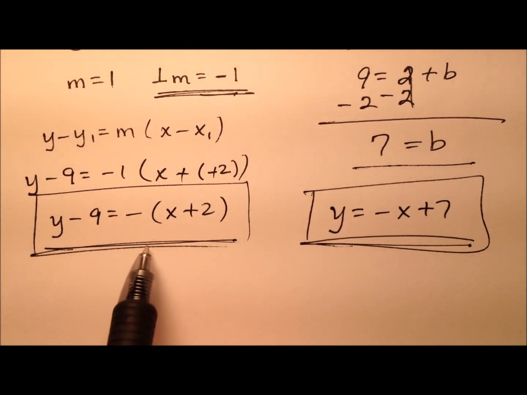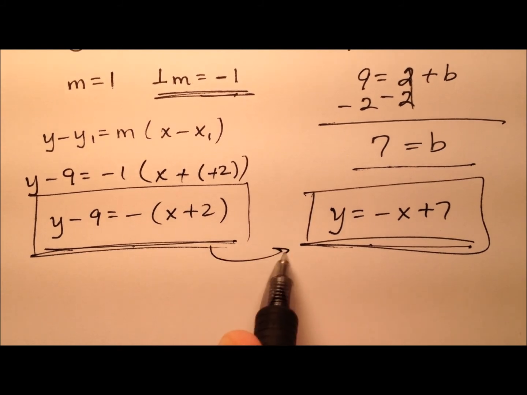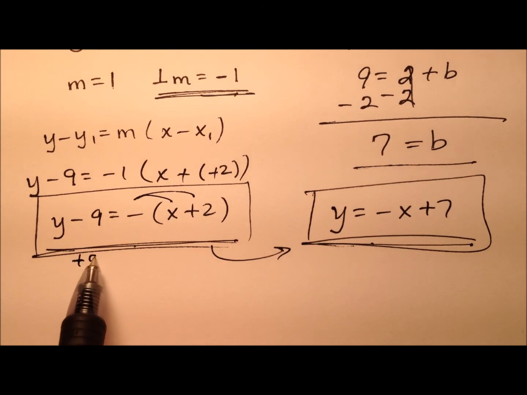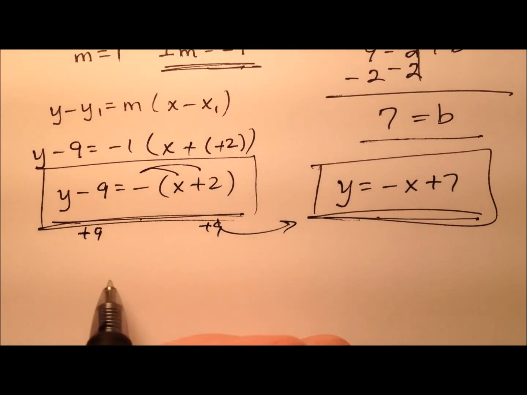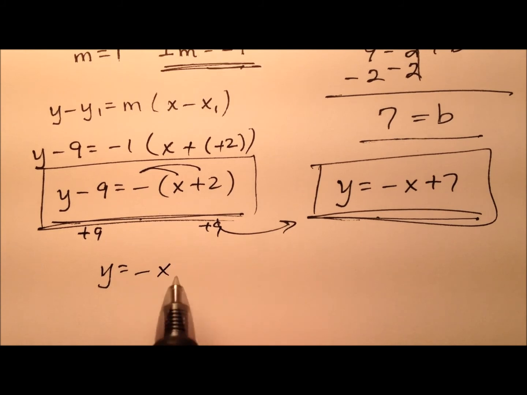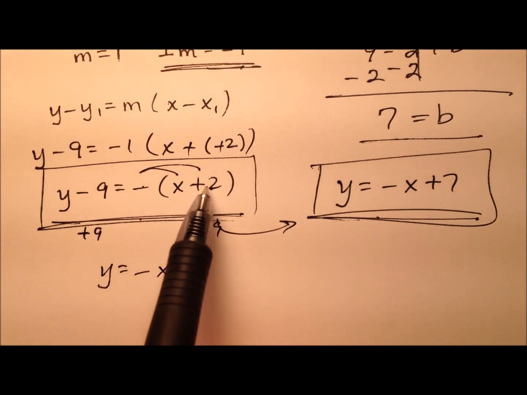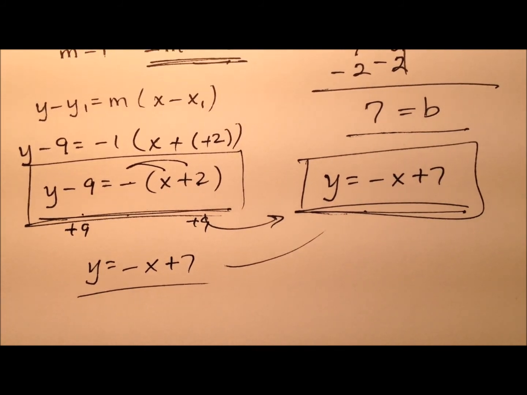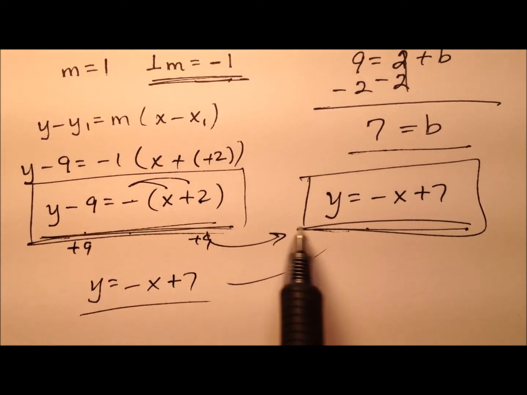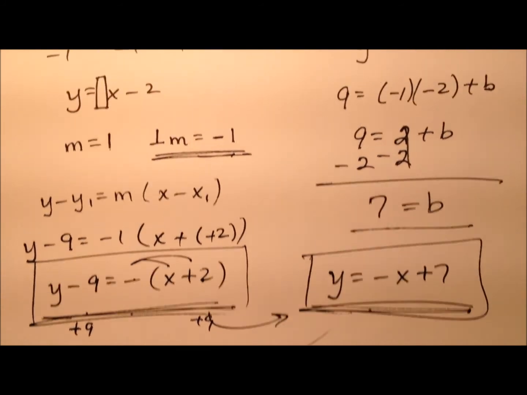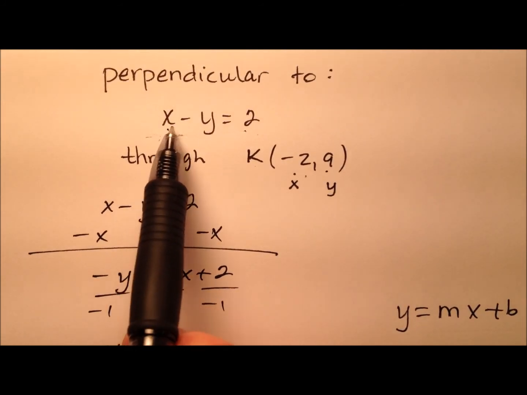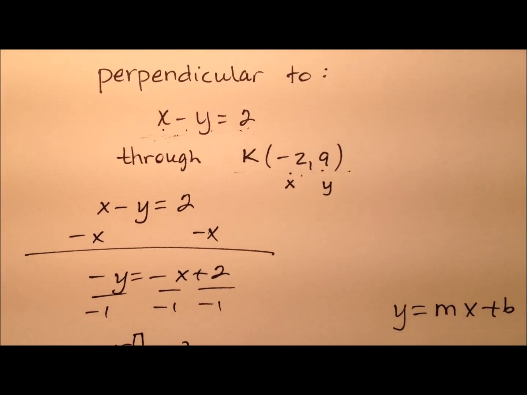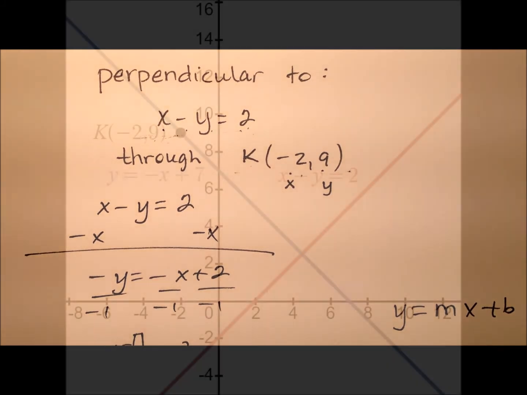So let's go ahead and transition from point slope form to slope intercept and just verify that they're the same. So I will distribute the negative, and then it looks like I'll add 9 to both sides. So y equals negative x, minus 2 plus 9 will be a positive 7. And yeah, that's the same thing. So what we've done here, in fact, we've written two equations. They're describing the same line. And this line is perpendicular to x minus y equals 2, but it passes through point K, negative 2, 9. And here's the graph of what that looks like.